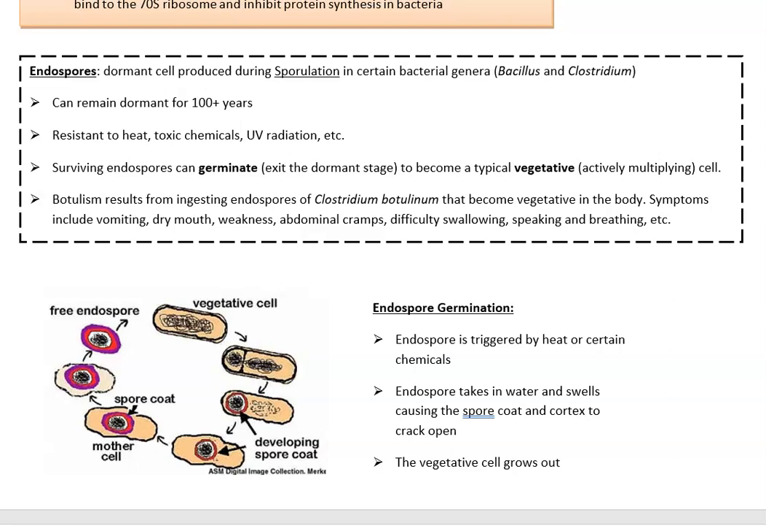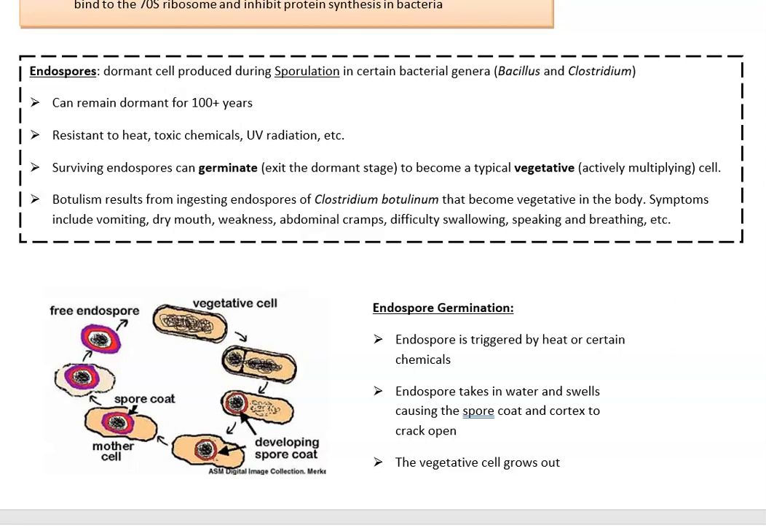Botulism results from ingesting endospores of Clostridium botulinum that become vegetative in the body. So they were dormant before you ingested them, and then in your intestines, they became vegetative. They exited out of the dormant stage, they germinated into a vegetative cell. Symptoms include vomiting, dry mouth, weakness, abdominal cramps, and difficulty swallowing, speaking, and breathing.